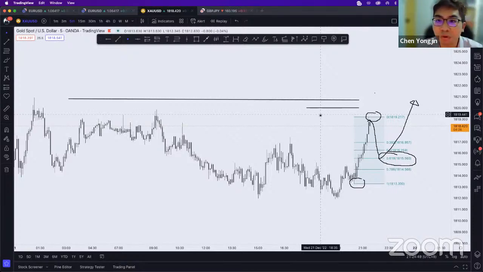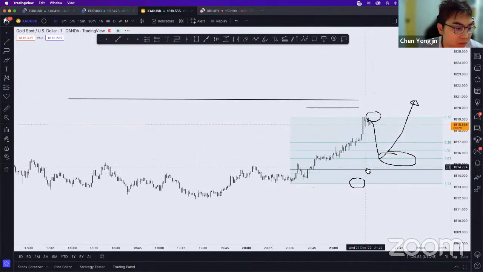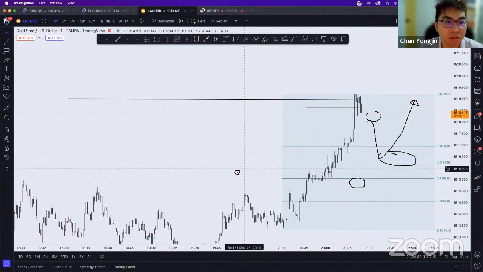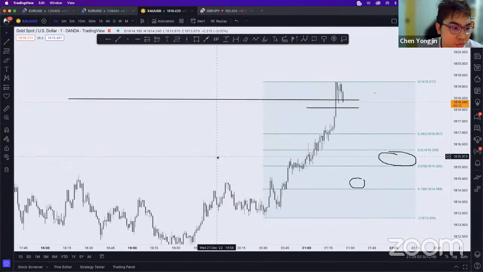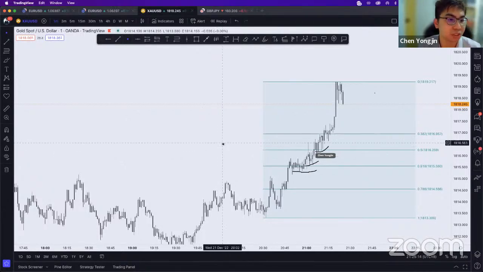So maybe we can move on to the 1-minute chart for a better look. On the 1-minute chart, there seems to be a lot of liquidity, okay, let me clear out all these drawings. There seems to be a lot of liquidity lying right here along this area. So Chunyi, where would you have entered on gold if you are looking for an entry now?